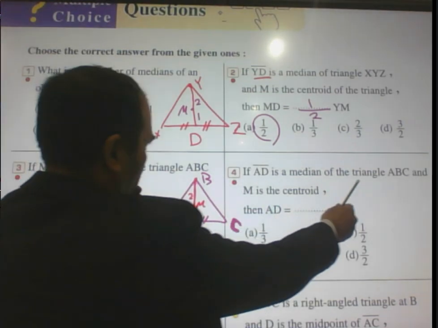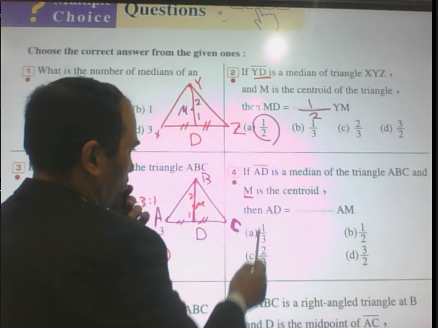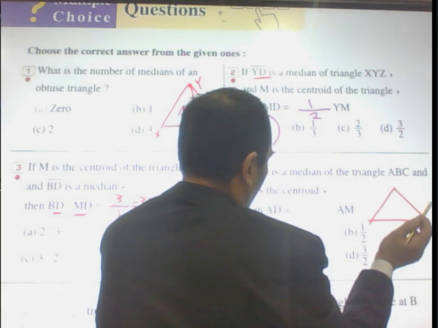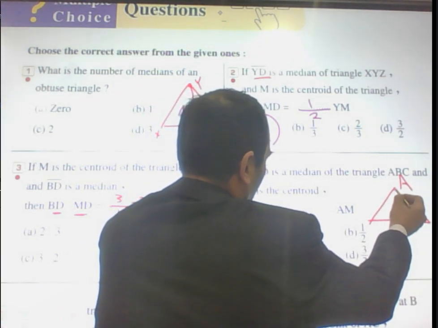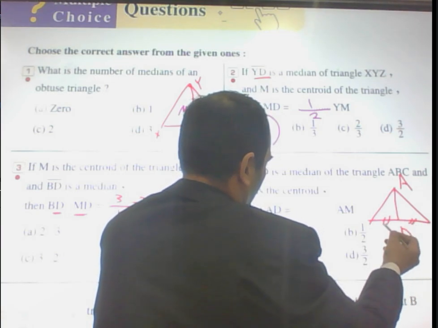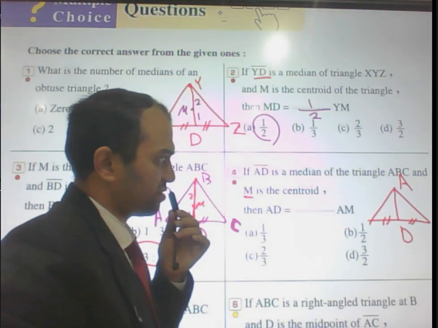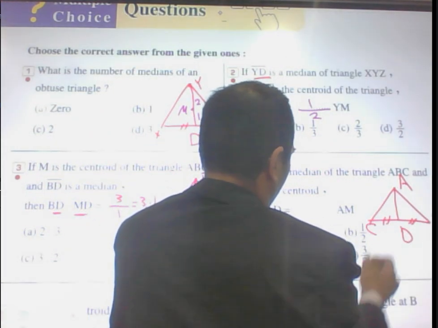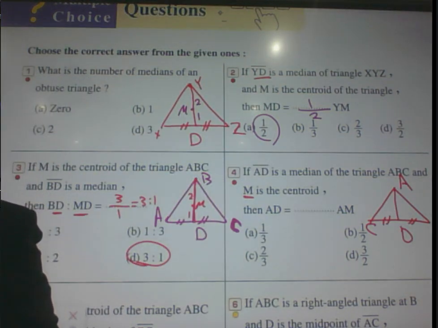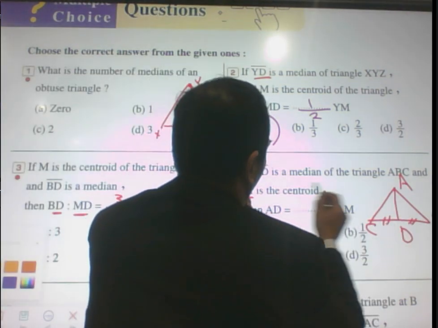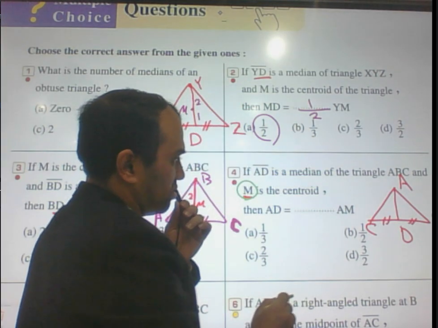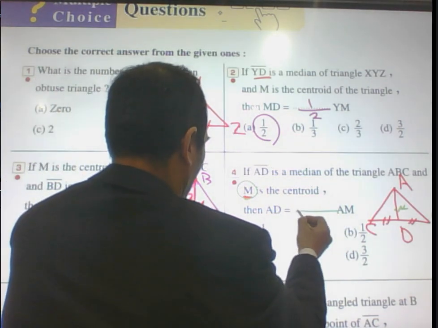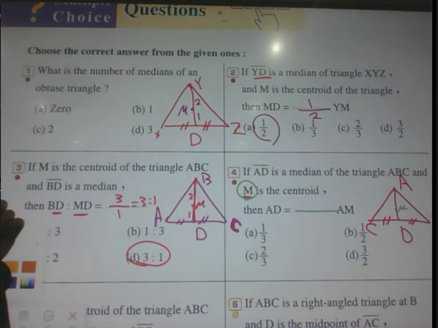If AD is the median of triangle ABC and M is the centroid point, then find the ratio between AD and AM. I will draw a triangle here like this. We have triangle ABC and AD is the median. A median is a line segment joined between the vertex and the midpoint of the opposite side. Now they want to find the ratio between what? They also give me that M is the centroid point here. We have M like this.